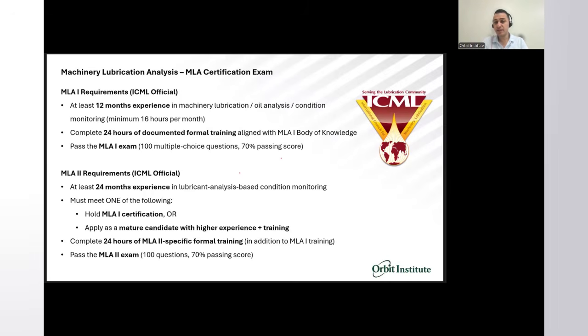Can I take the exam with self-study or without formal training? No, according to the ICML regulation, you need to complete a formal training in order to apply for the certification exam. Just like Mobius Institute, one of the most well-known training providers and certification providers in vibration analysis. You can't go directly to the exam without formal technical training. And I personally recommend you take the course itself, the knowledge is very valuable for you, and it will allow you to pass the exam.